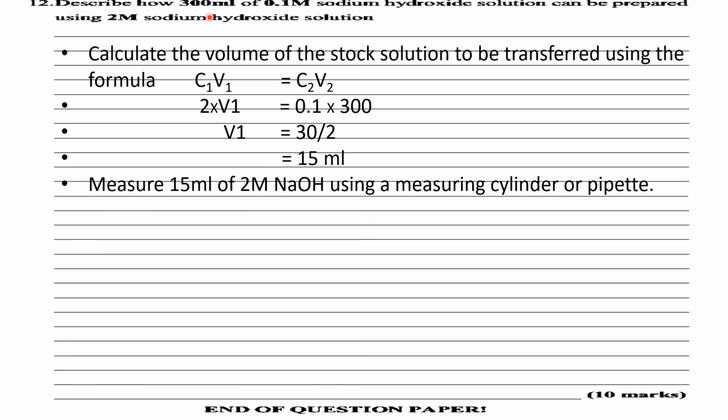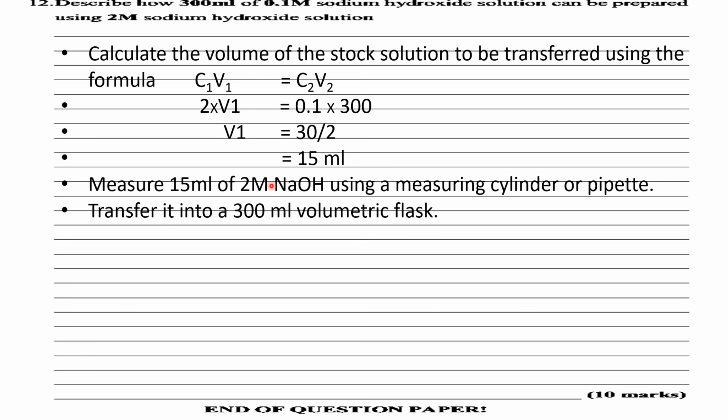We are describing how to prepare 300 mils of 0.1 molar sodium hydroxide solution from a stock of 2 molar sodium hydroxide solution. So measure the 15 mils of 2 molar sodium hydroxide solution using a measuring cylinder or pipette. You can use a measuring cylinder if you don't have a pipette, but I would prefer to use the pipette because the pipette is more accurate.